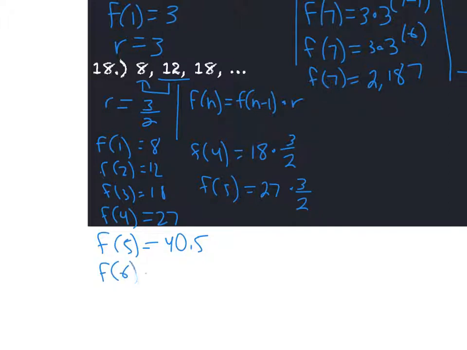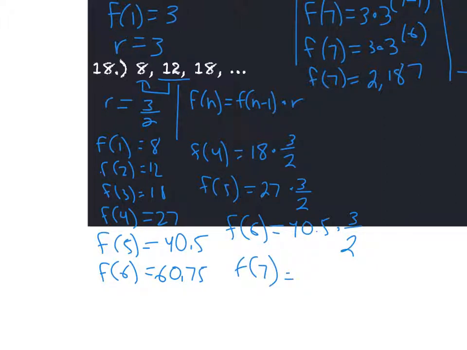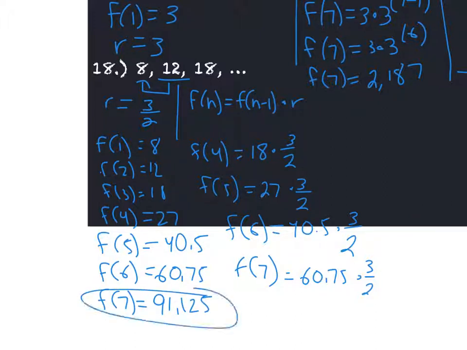Then to find f of 6, you would just use your previous term, which is 40.5, and multiply it by 3/2. And if you do that, you get 60.75. And last, f of 7, you would get your previous term, which was 60.75, and multiply it by 3/2. If you do that, you get your final answer, which is 91.125. And if you use your explicit formula, you'll get the same answer either way.